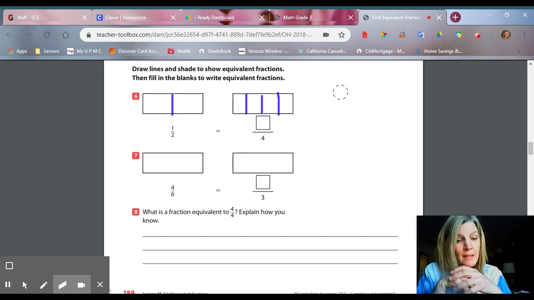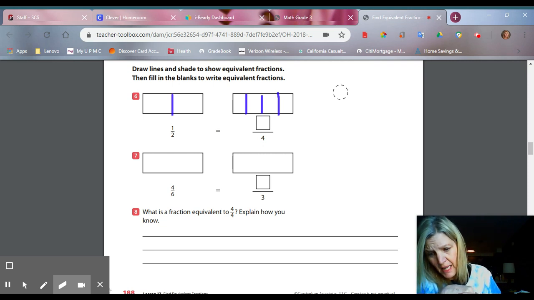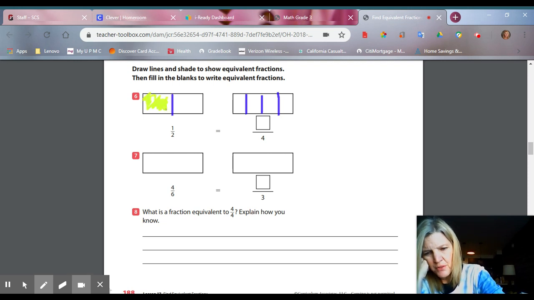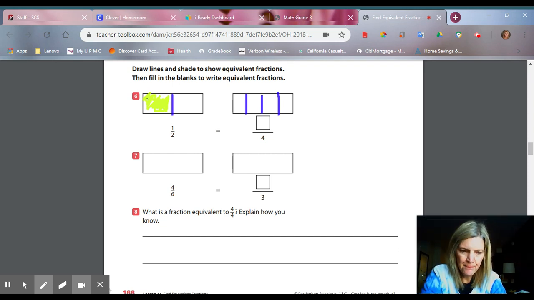All right, now that I got those finally divided into fairly equal sections, I'm going to shade in half of the first one. I'm going to pick a light color so I don't have to overlap, and I'm just going to shade in part of it. And then how many fourths are you going to need to shade in to be equivalent to half? Do you know?